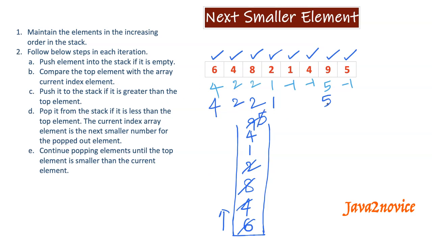For 5, it is -1. For 4, it is -1. For 1, it is -1. So this is our logic, and it exactly matches our initial explanation. Since it requires only one traversal, the time complexity is big O of n. Now let's write the code.